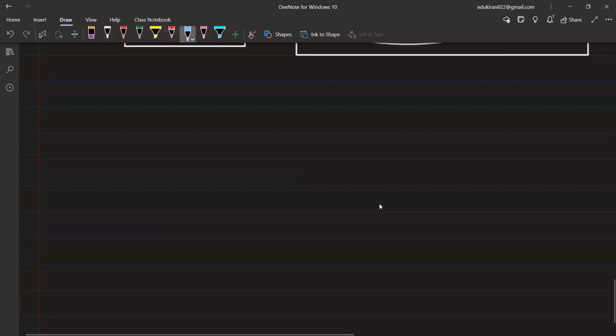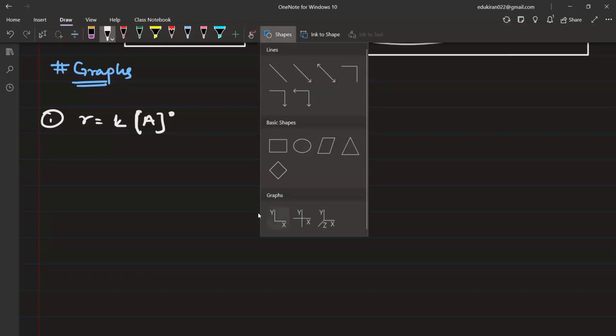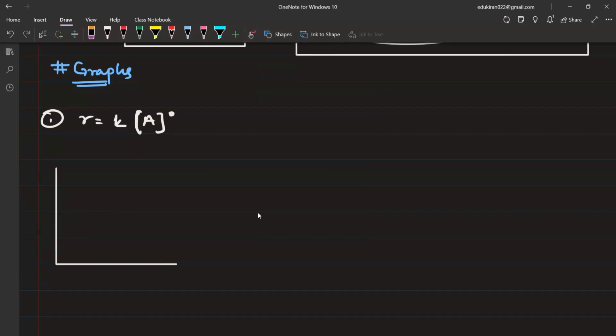Next graph. For graphs we need equations. So R is equal to K into the concentration of A to the power 0, because we are seeing the graph for zero order. For zero order, the order will be 0. So R is equal to K into A to the power 0.